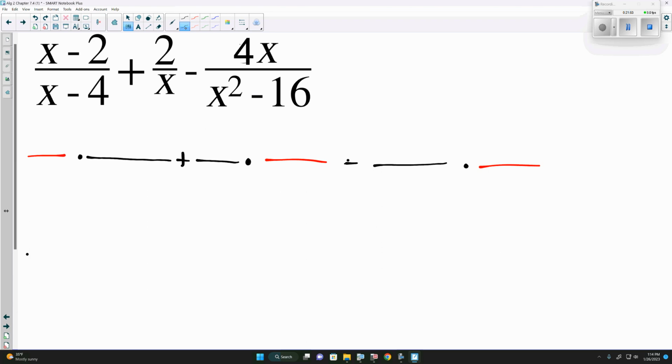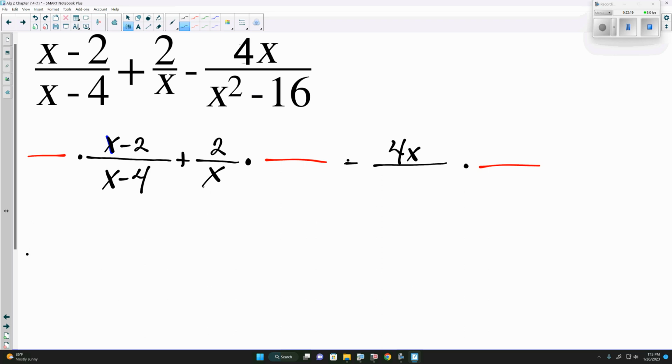Now the numerators for all three are going to stay the same. X minus 2, we can go on and fill it back in. 2 and 4x. Now the denominator for x minus 4 and x are going to stay the same, mainly because x minus 4, there's no greatest common factor. There's no way we can factor it. It's already as simplified as it gets. Same thing's true for x.